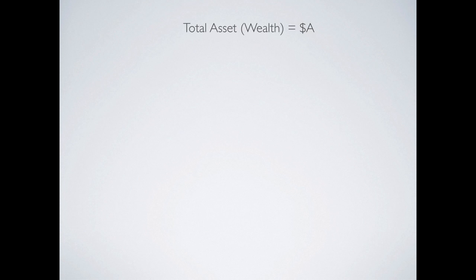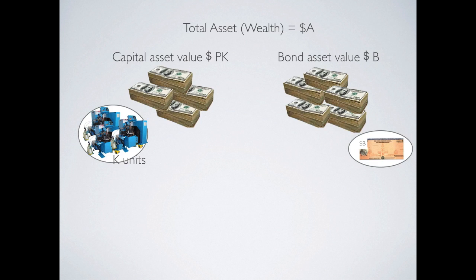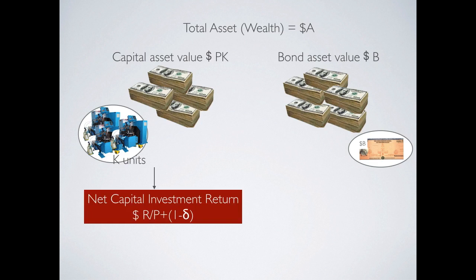And we know that assets can be divided into two types for any given household in our model. One is the capital asset, and its value will be P times K. K represents the units of machines you own. The other asset is the bond asset, whose value we denote by B, which represents the amount of bonds that you hold. And so far we know that for any dollar value you have in the capital asset, $1 of capital asset value will give you a net capital investment return of R divided by P plus 1 minus delta.